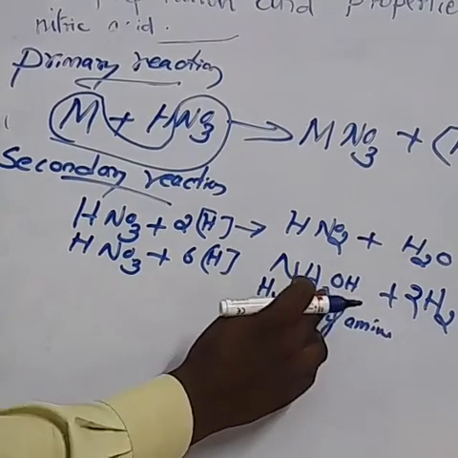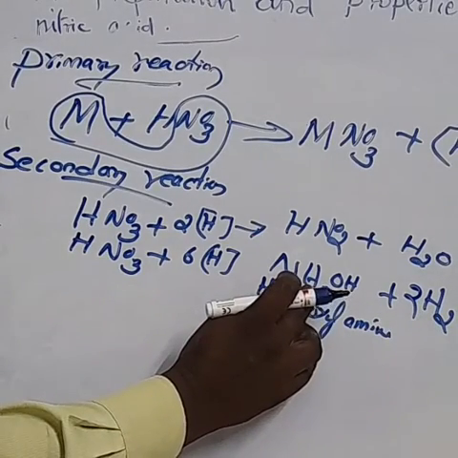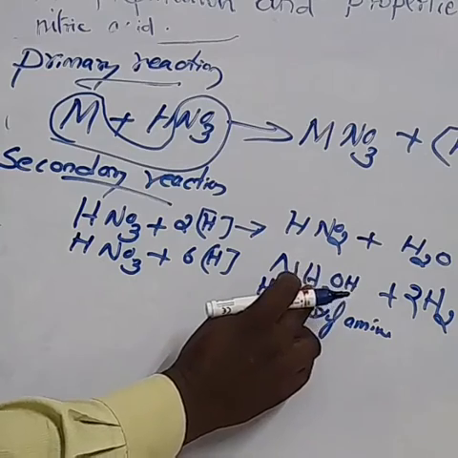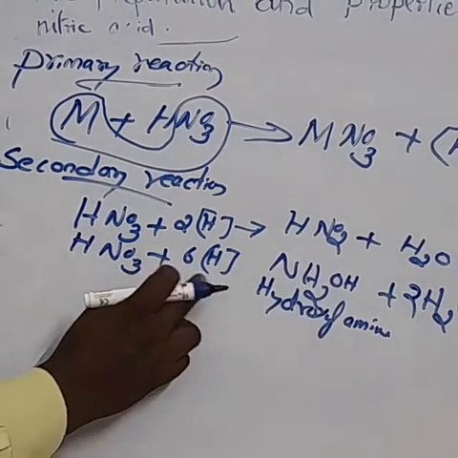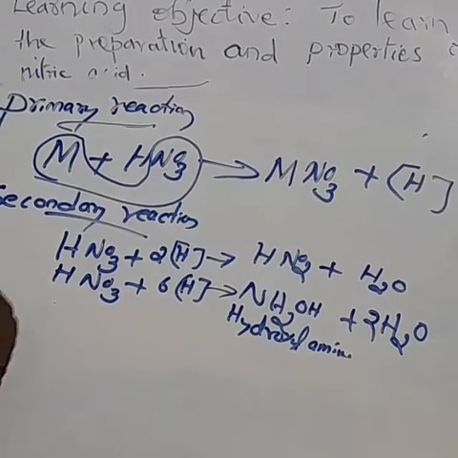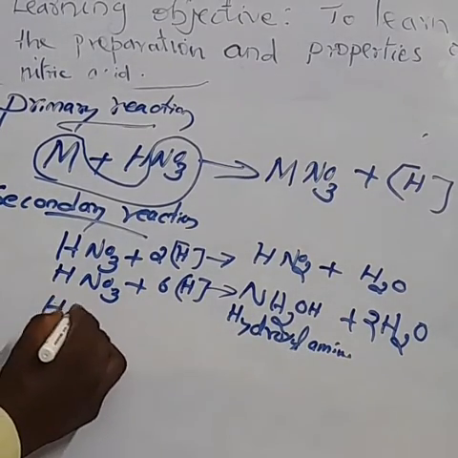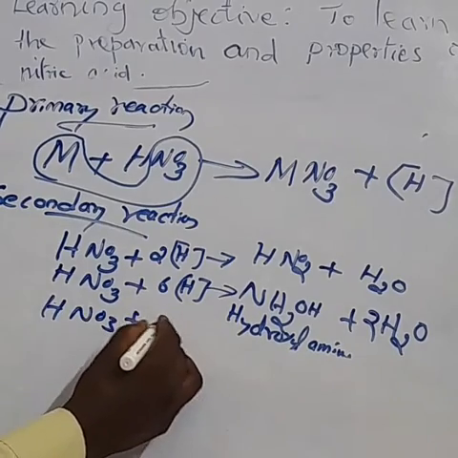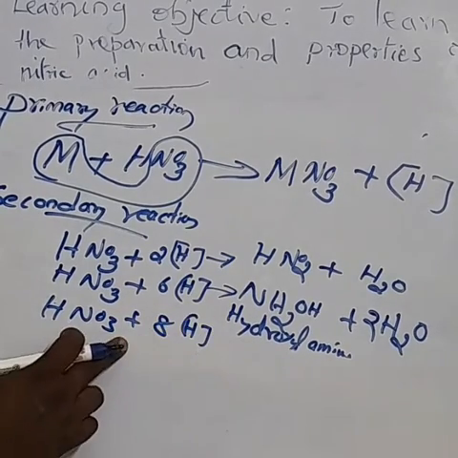2 2s are 4. 4 plus 2 is 6. 6 plus 1 is 7. Am I right? Here also 6 plus 1 is 7. The equation is balanced. Here, nitric acid reacts with 8 hydrogen. Here we are taking 8 hydrogen.